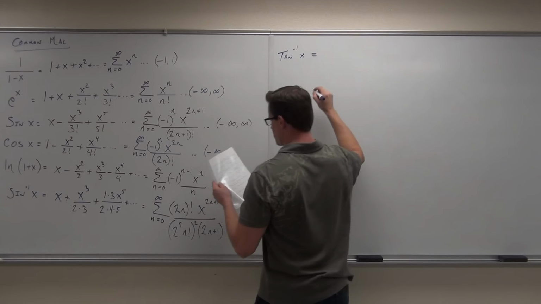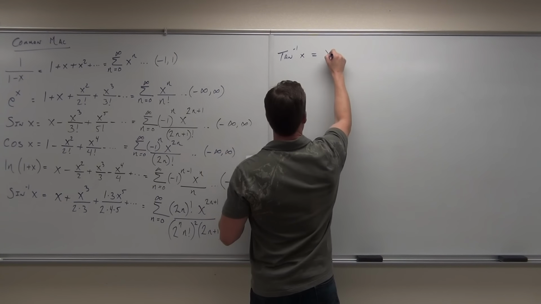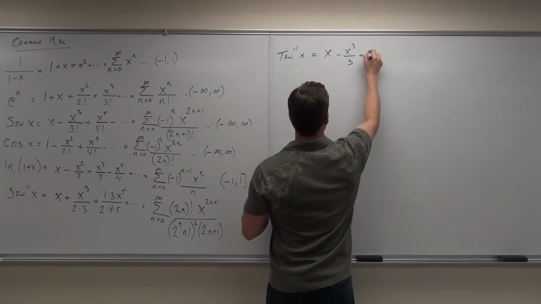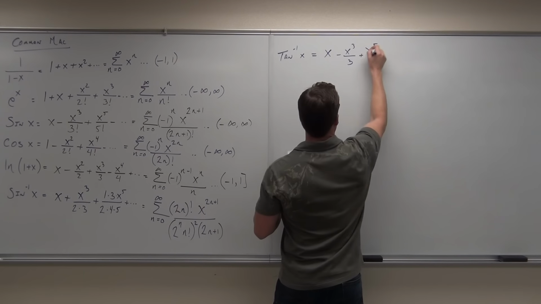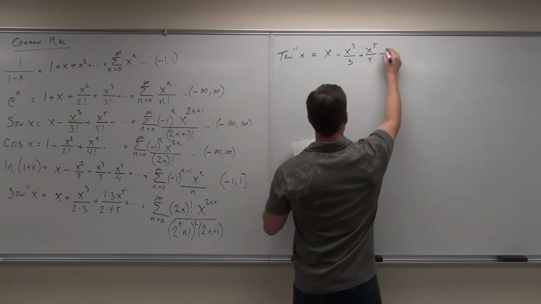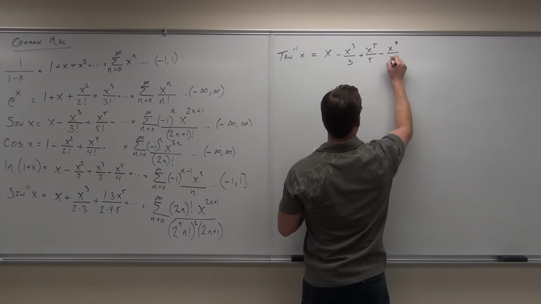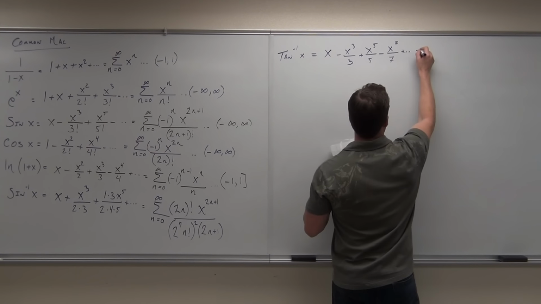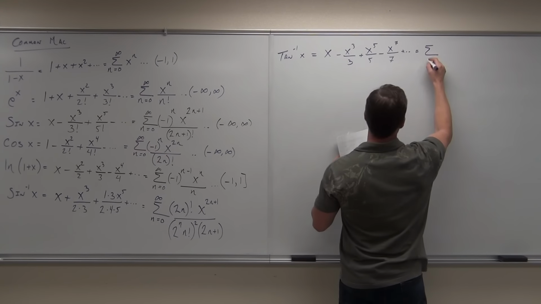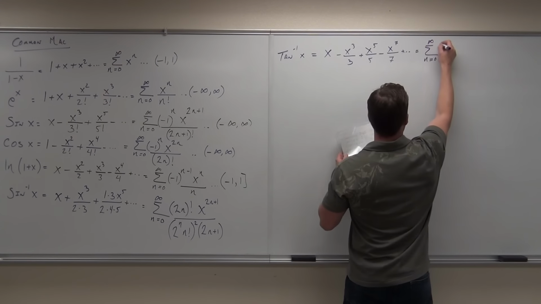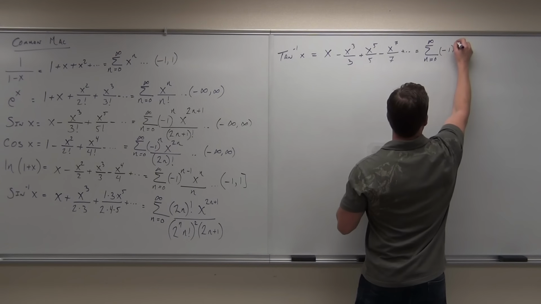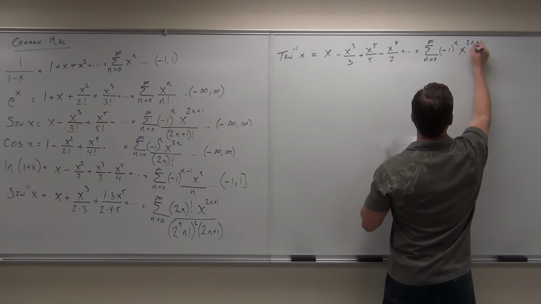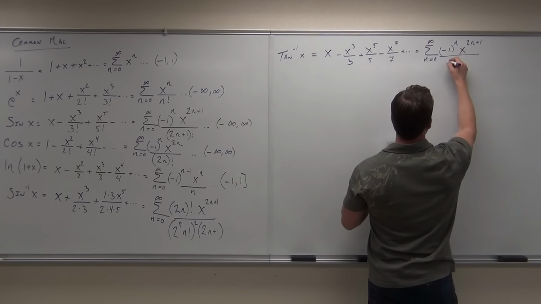Tan inverse of x is this: x minus x cubed over 3 plus x to the fifth over 5 minus x to the seventh over 7, and so on. In other words, it's an easy one. Looks nice at least. We get alternating signs. We get x to the odds over odds.